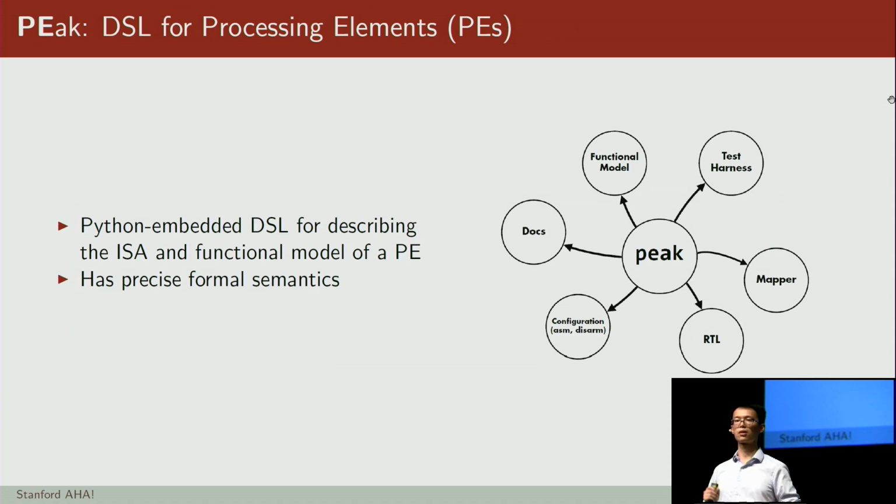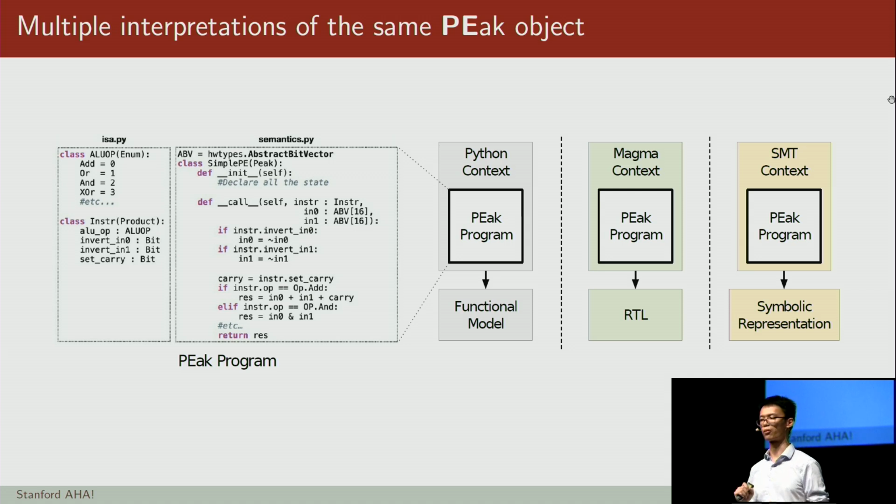Just to show you how a DSL works in our system. Peak is a Python-embedded DSL for describing ISA and the functional model of PE. If you look at the picture on the right, Peak can produce RTL, test harness, and functional model. Each primitive in Peak has a precise formal semantics, which means you can derive the mapper rules automatically. And as a plus side, you can even formally prove that the mapping process that maps application to Peak instructions is actually correct.